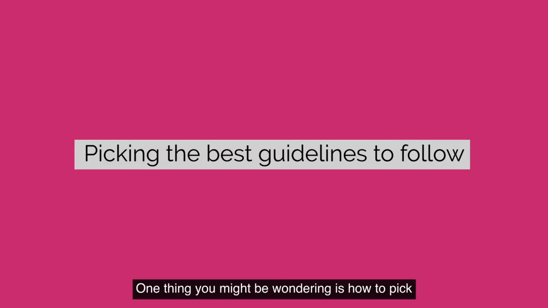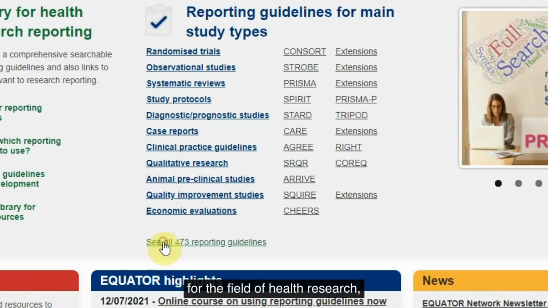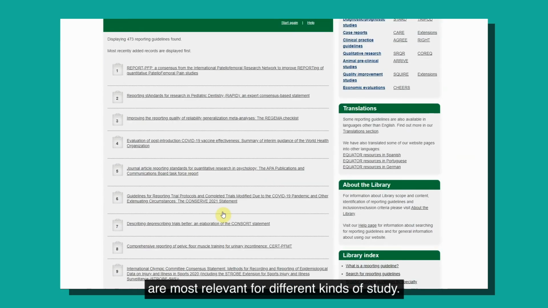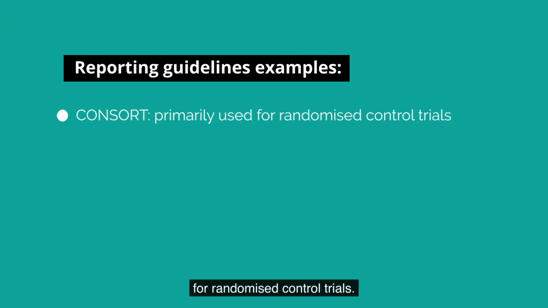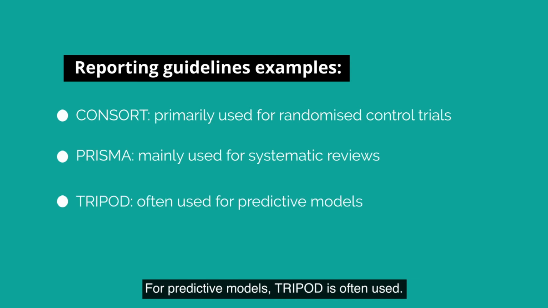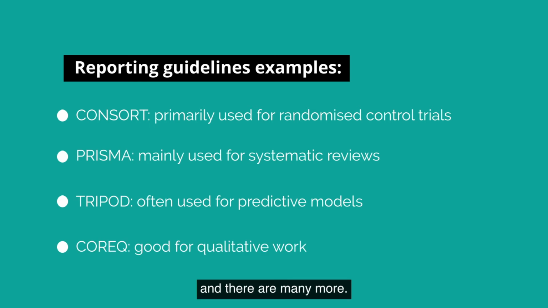One thing you might be wondering is how to pick the most appropriate guidelines to follow. The Equator Network's a great resource from the field of health research, including advice on which reporting guidelines are most relevant for different kinds of study. To give a few examples, CONSORT guidelines are primarily used for randomized control trials. For systematic reviews, many people turn to PRISMA. For predictive models, TRIPOD is often used. And for qualitative work, TReQ's a good one to follow, and there are many more.